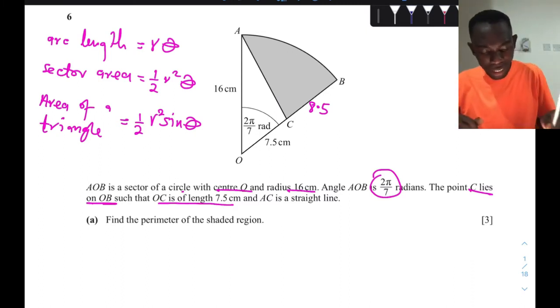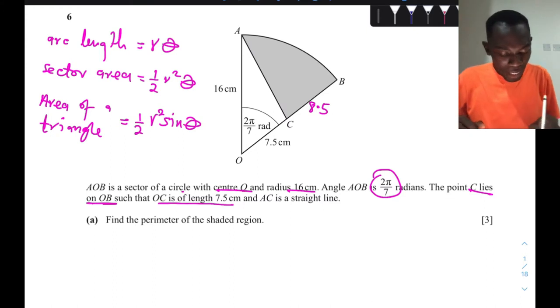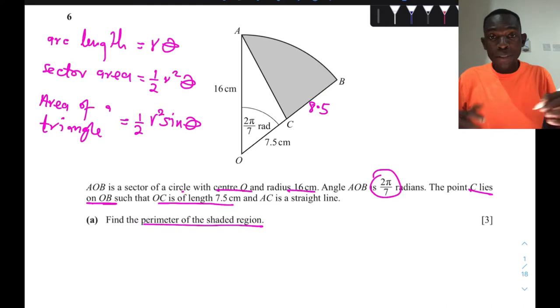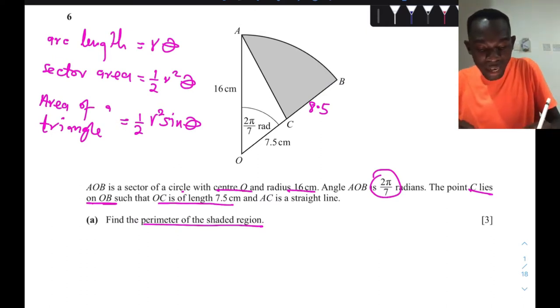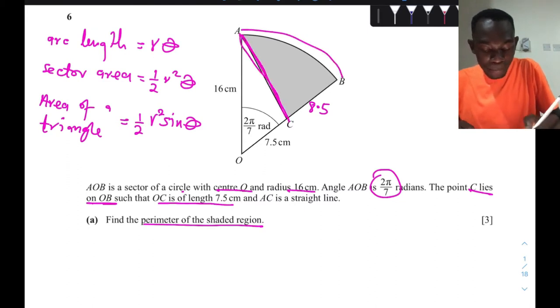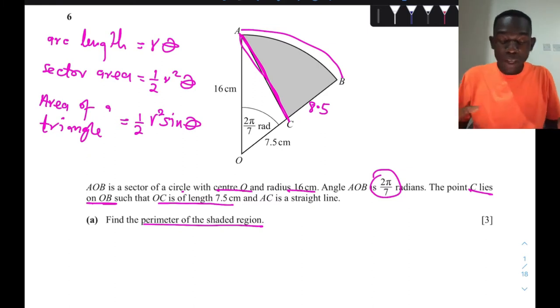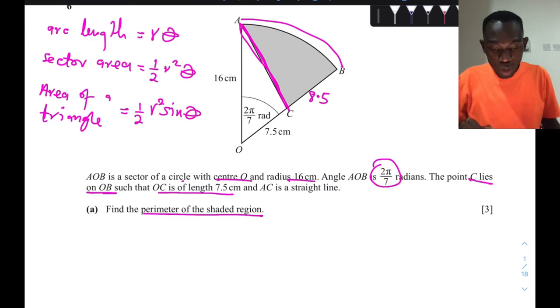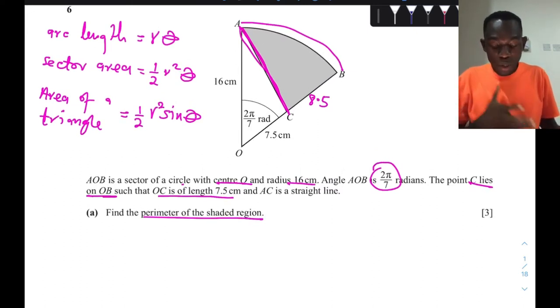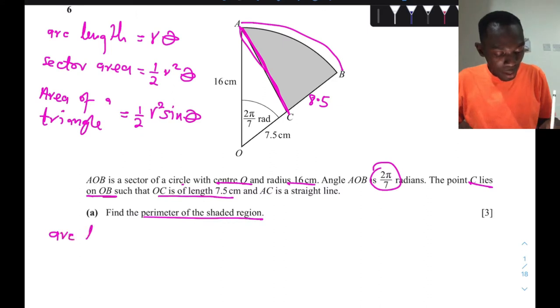All right, so the question says that we should find the perimeter of the shaded region. Well, there's always a plan. The plan is that if I know the arc length AB and I also know the side AC, I can add it to the 8.5. Then I have found the perimeter of the shaded region. So that's the plan. So let's start with the arc length. Since we know the angle, we can start with arc length. Arc length will be equal to r theta.